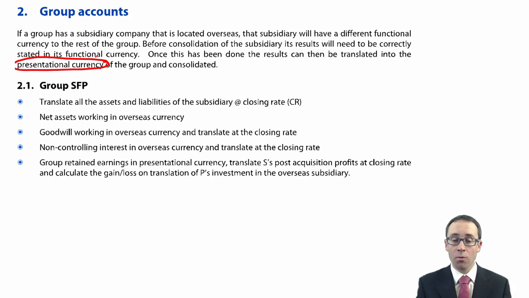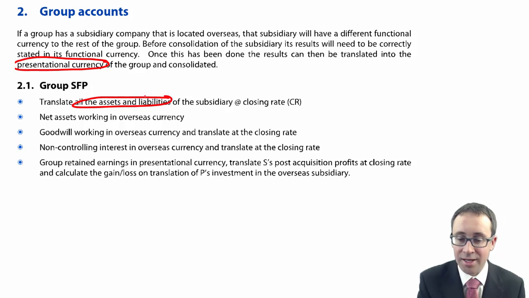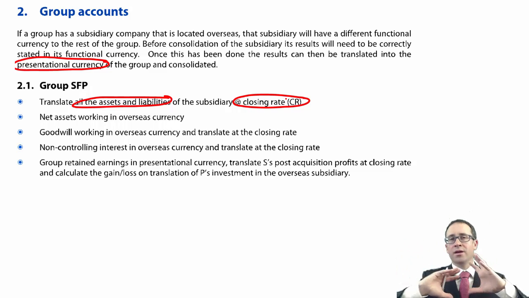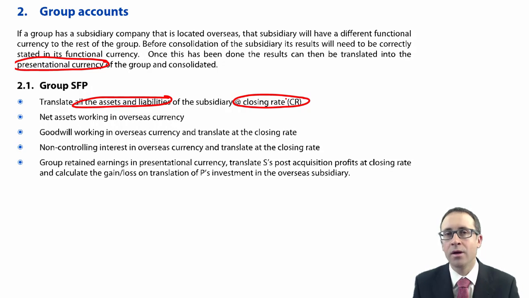Okay. So what have we got here? Well, if you think about it from the group statement of financial position perspective, you translate all of the assets and the liabilities at the closing rate. Please don't start thinking about anything to do with monetary and non-monetary. You have a subsidiary. All of the assets, all of the liabilities are denominated in a different currency to the group presentation currency, so you need to translate all of them, and you translate all of them at the closing rate.